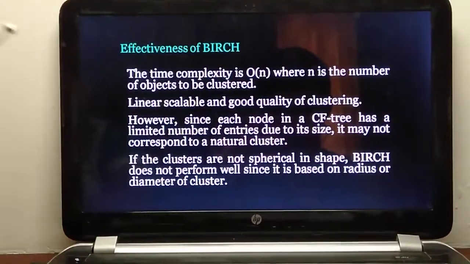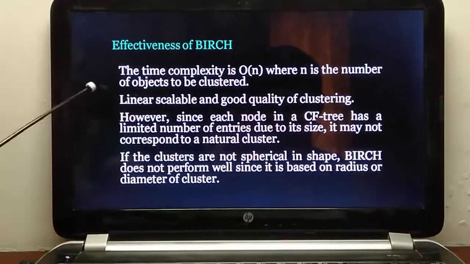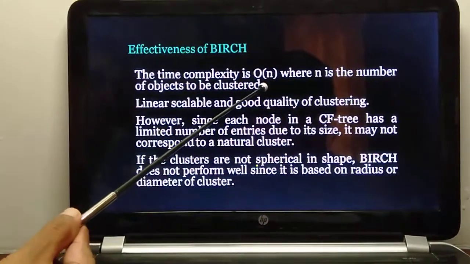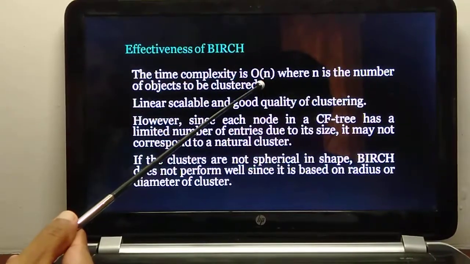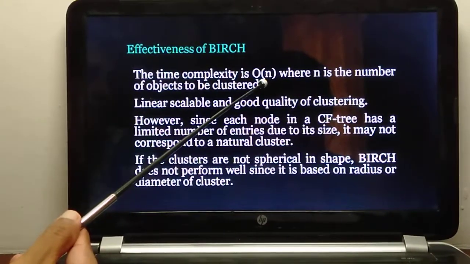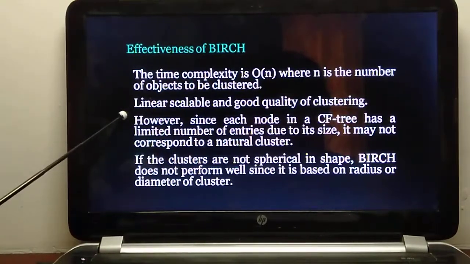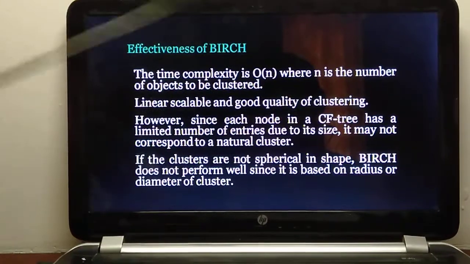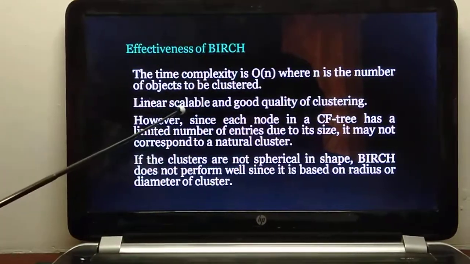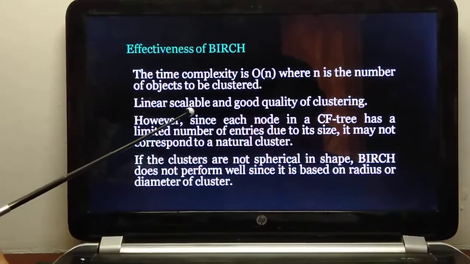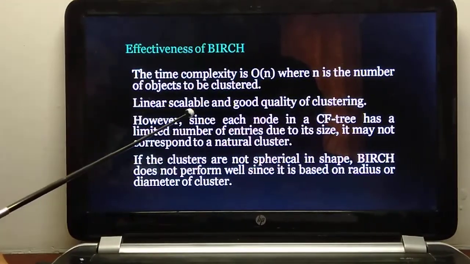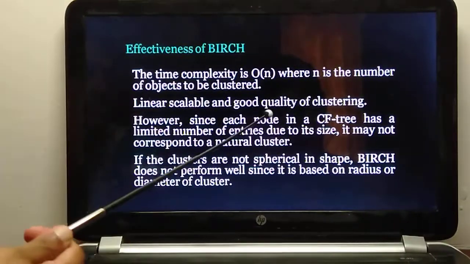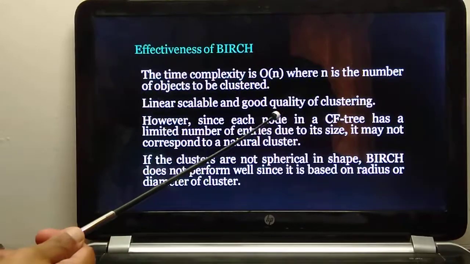Now this is the effectiveness of BIRCH. First of all, I told you that the time complexity will always be order of n because the database is going to be scanned only once. It's not going to be scanned again and again. Next, it is linearly scalable, which means incremental. You just have to add the extra data that is coming to the existing CF tree. You do not have to go through all the data again. Not only that, the quality of clustering is good compared to other methods.